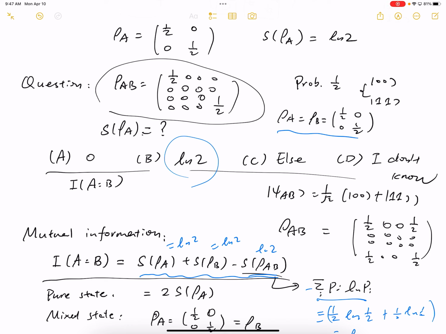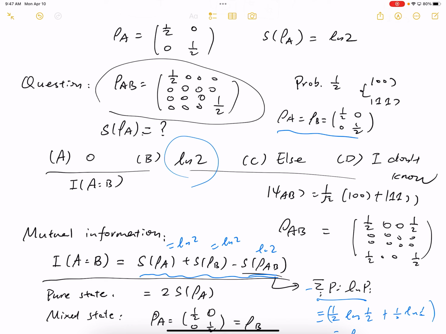But the problem with the mutual information is that it does not distinguish classical correlation from quantum correlation, because in this case, the two qubits are only classically correlated, there's no entanglement. So having a non-zero mutual information does not tell you that the two qubits are actually entangled. It only tells you that the two qubits are correlated. They're not independent of each other. The measurement of one depends on the measurement result of the other. So that's what it tells you.